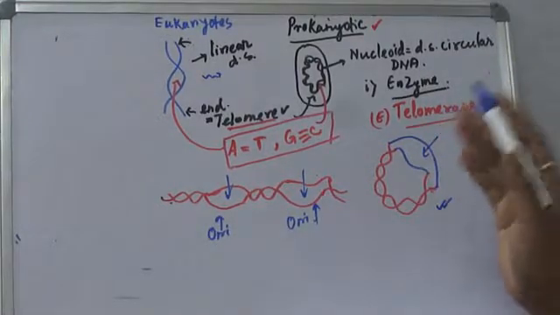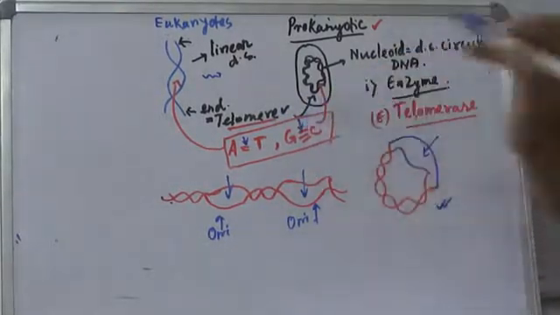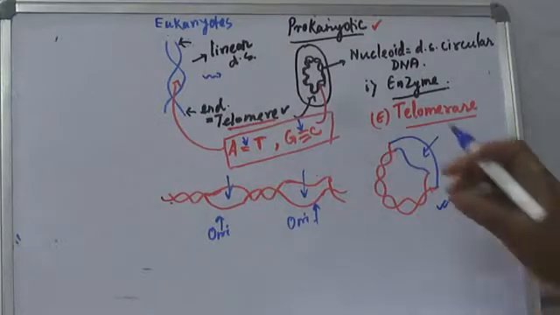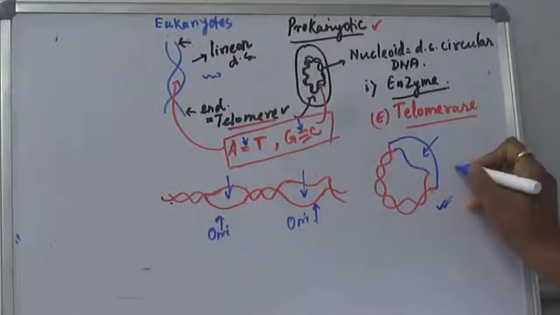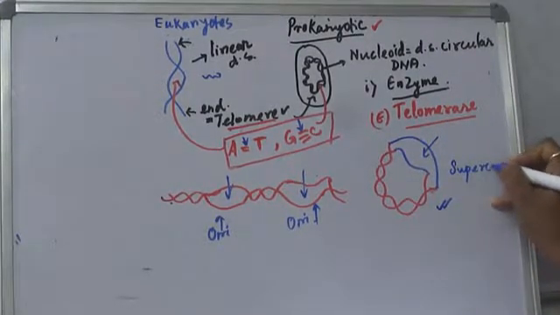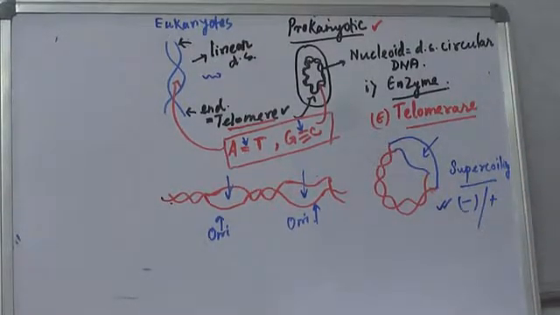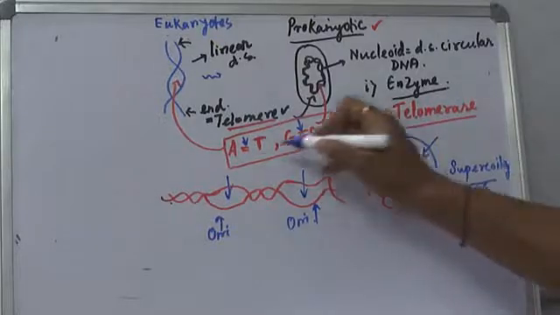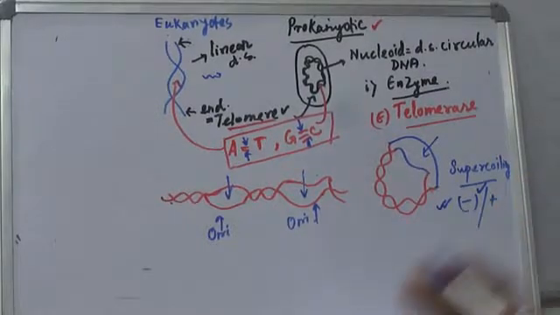The basic thing is the same up to this. The bonds need to be melted and the DNA should be relaxed, because sometimes DNA remains in a supercoiling form. It may be negatively supercoiled or positively supercoiled. So to start this process, you first have to melt these bonds. Which enzyme will help you? This is the question.